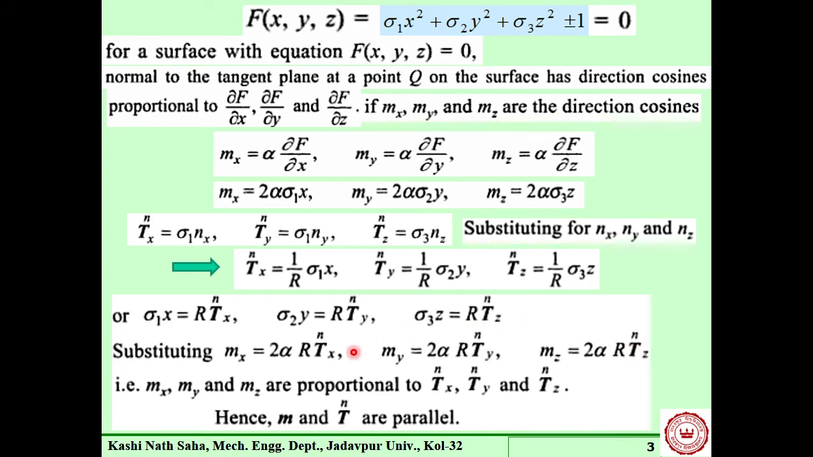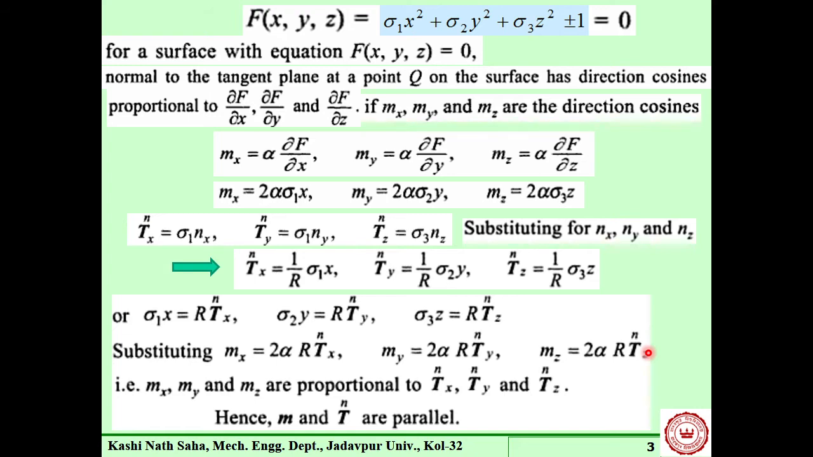Now you see, these three sets of equations have the identical constant twice alpha into r. 2 is constant, alpha is constant, and r, the distance between the points P and Q, is also constant. So mx and tx are proportional. Similarly, my and ty are proportional, and mz and tz are proportional.